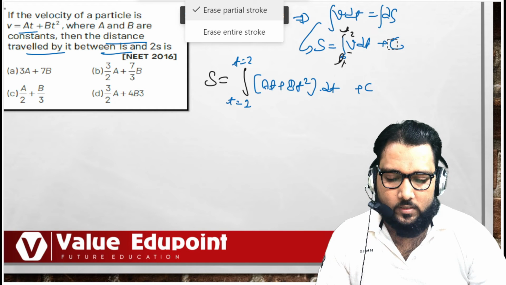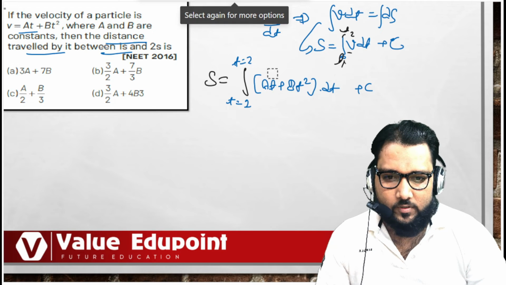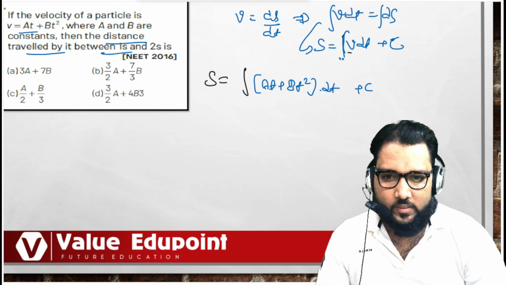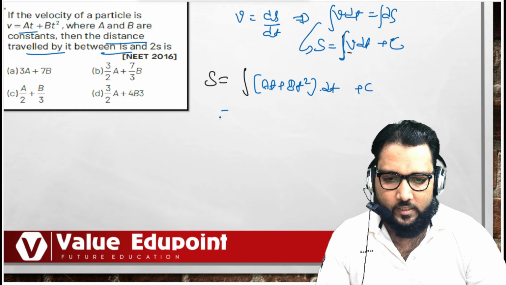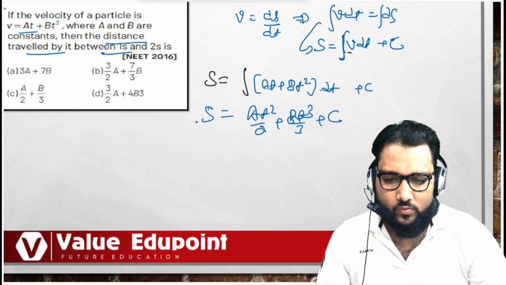About this C guys, at last we will put the limit. Simply we are putting this expression, no need to put this. When you put the limit, this constant will not come. Simply integrate, sorry, not differentiate. When you integrate, we get a t square by 2, here b t cube by 3 plus some constant, and that is the distance. Is it okay, guys?